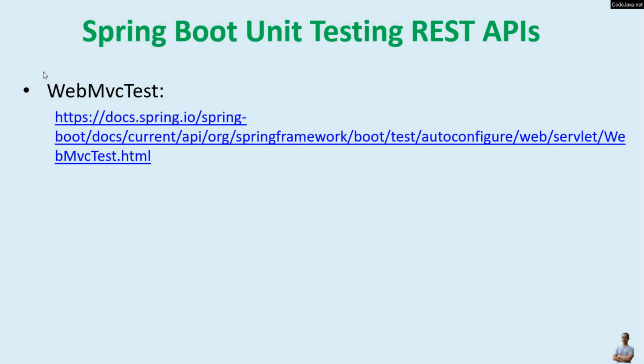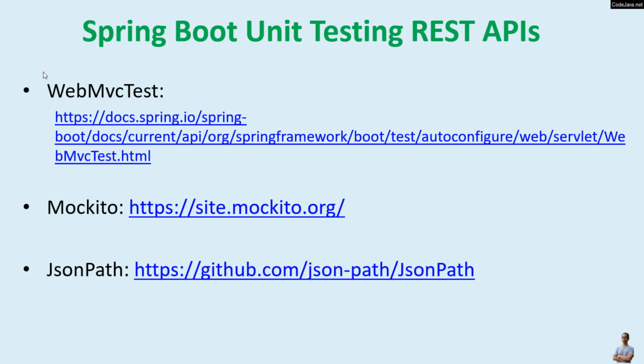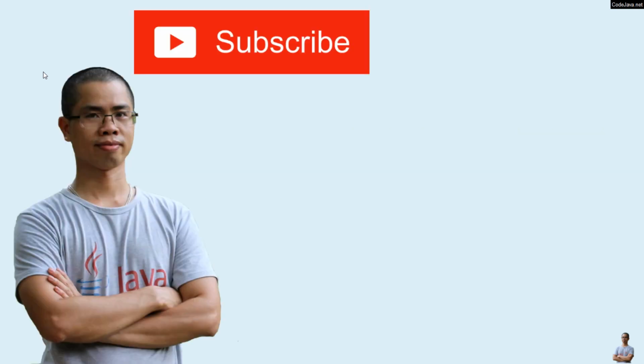Alright, so now you have learned how to code unit testing for REST APIs with Spring Boot and related technologies. I recommend you to learn more about WebMVC test at the official Spring documentation at this URL, and learn more about Mockito, the mocking framework for unit testing, at its homepage, and learn more about JSON path at this GitHub URL. I hope you found this video helpful.